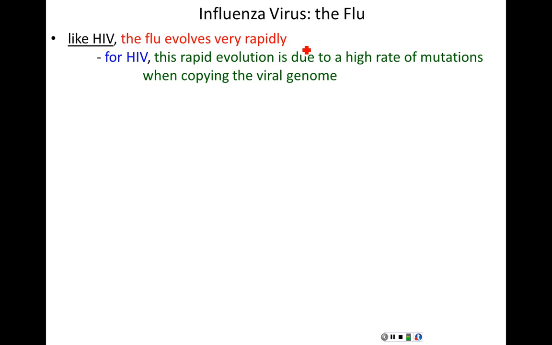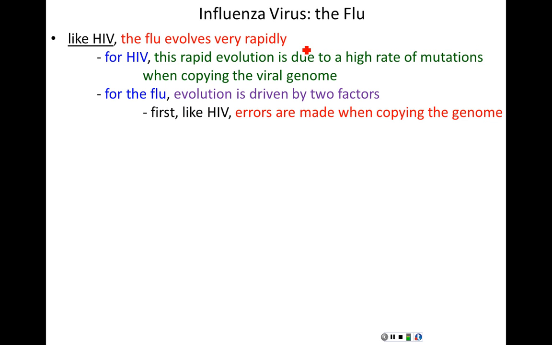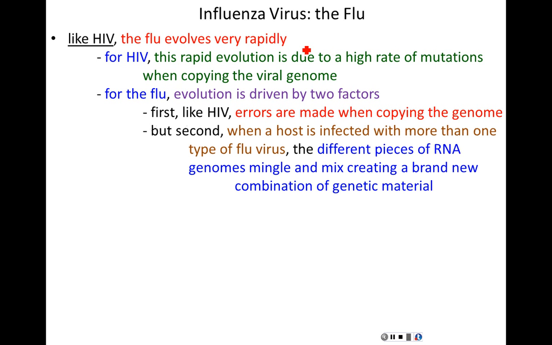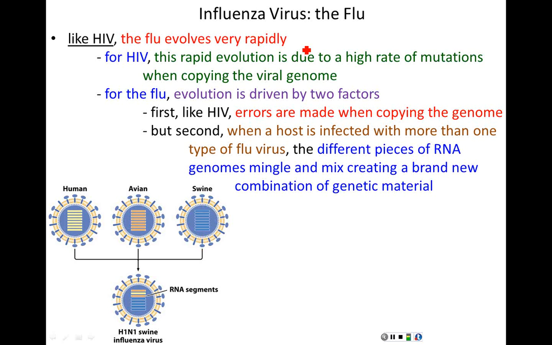Like HIV, the flu evolves very rapidly. For HIV, this rapid evolution is due to an exceedingly high mutation rate coupled with a very, very poor DNA repair rate when the viral genome is copied. For the flu, evolution is driven by two factors. One is the same: there's a high error rate whenever the viral genome is copied. But second, when a host is infected with more than one type of flu virus, and that's fairly common, different pieces of that RNA genome mix and mingle, creating brand new combinations of RNA genetic material in that co-infected individual.